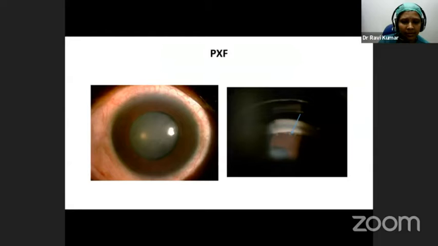Densely pigmented trabecular meshwork can also be seen in pseudoexfoliation patients. Sometimes pseudoexfoliative material can also be seen in the angle. These eyes are also at risk of angle closure because of the zonular laxity. The lens will move forward and you can end up with angle closure.